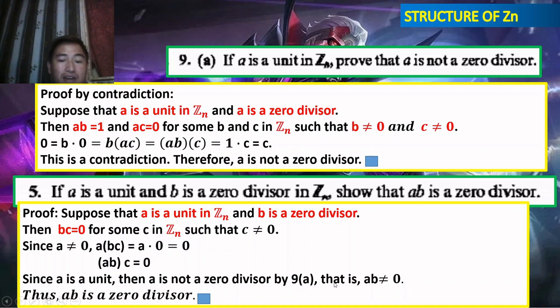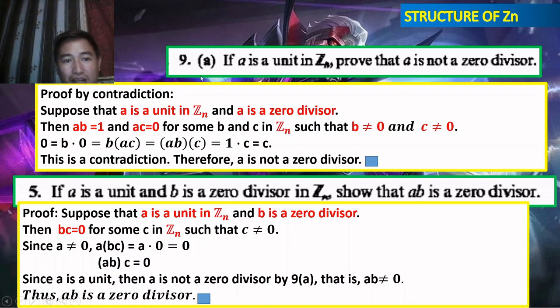So if class of AB is not a zero divisor, then class AB is not equal to 0. Right? AB is not equal to 0 because A is not a zero divisor, since A is a unit. Right? We use part 9A. Again, I repeat, since A is a unit, the class of A is not a zero divisor.